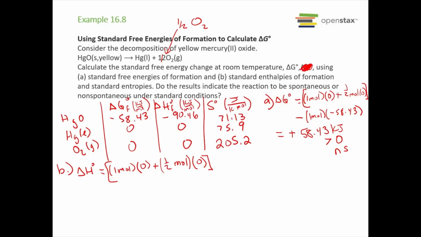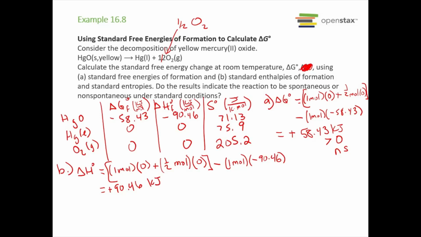Okay. And then that is minus our reactants, which is the HgO. And we have 1 mole of that times its delta HF, which is negative 90.46. So then this gets us positive 90.46 kilojoules.